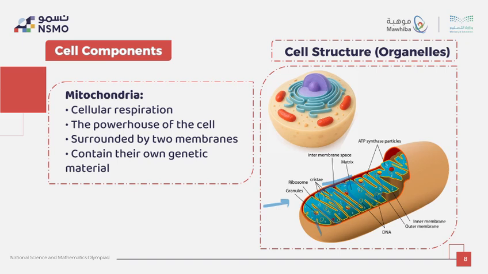Mitochondria perform cellular respiration, as we see here, and we say it is the powerhouse of the cell. It is also responsible for producing ATP and contains its own genetic material. So these are the most important things about mitochondria.